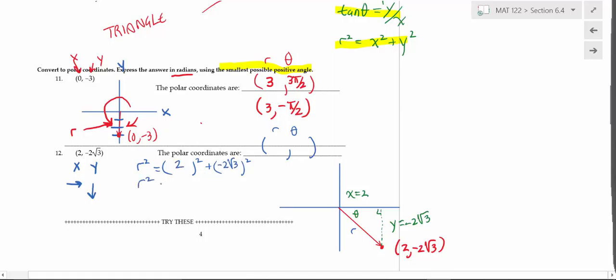Then we need to work out the details. So 2 to the second is 4. And this part right here, let me kind of talk about this. I sure see students messing up on this a lot. And when you're doing -2√3 squared, you really think of it this way.